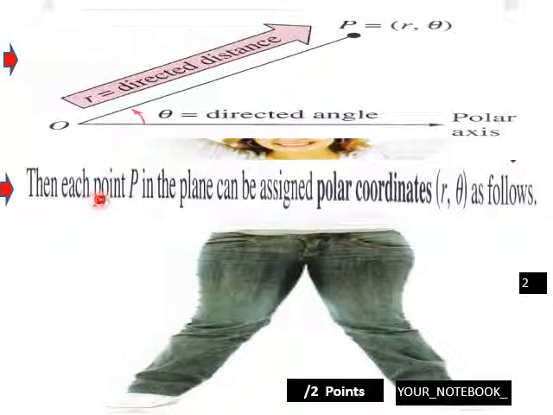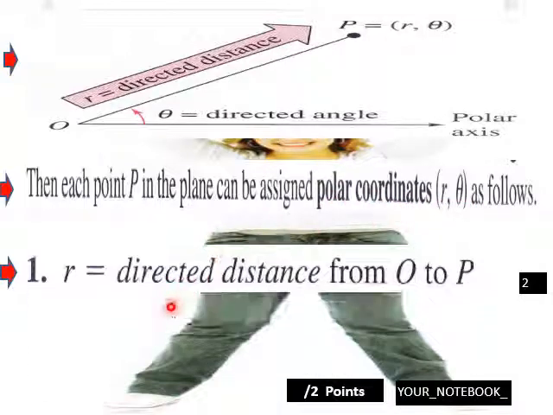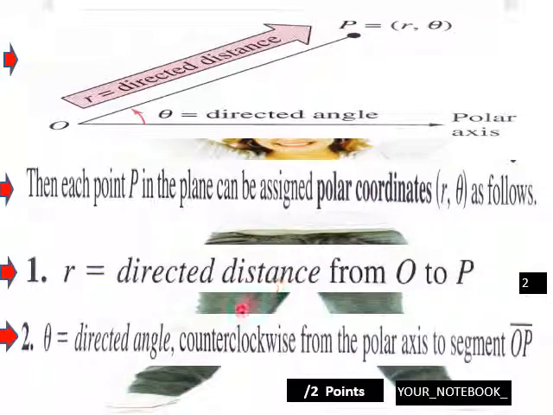So then each point P in the plane can be assigned polar coordinates (r, theta) as follows. One, r is the directed distance from O to P. This is our directed distance here from O to P. And then theta is the directed angle counterclockwise from the polar axis to segment OP. So this would be our counterclockwise movement here, what they call the directed angle, from our polar axis to this point from our pole.